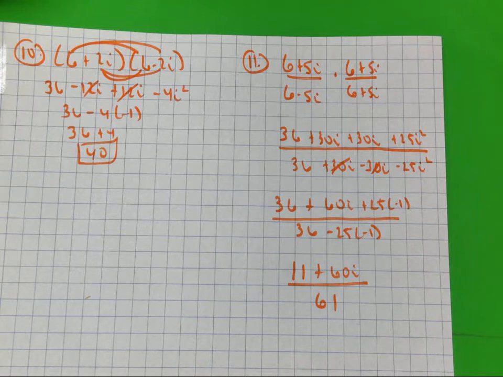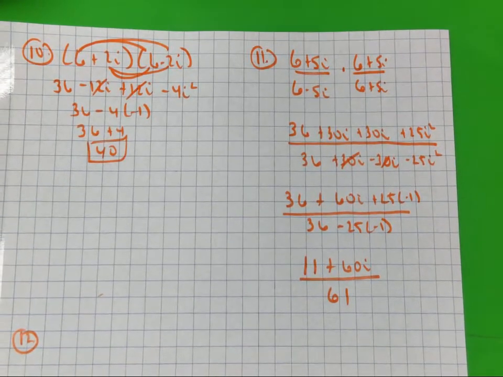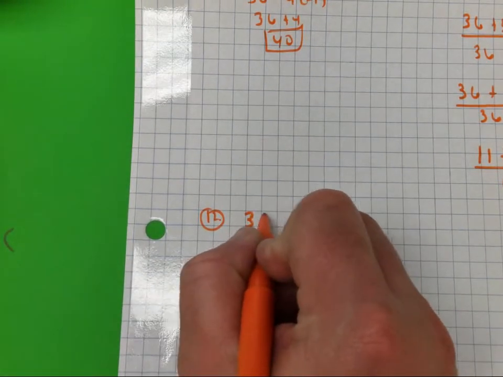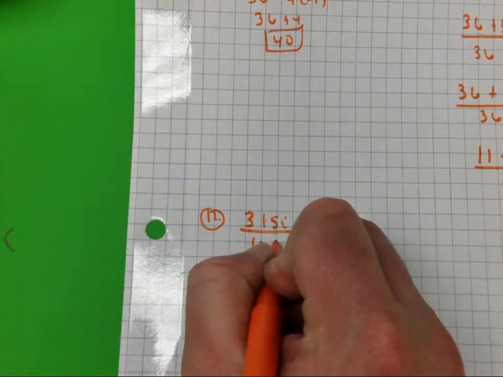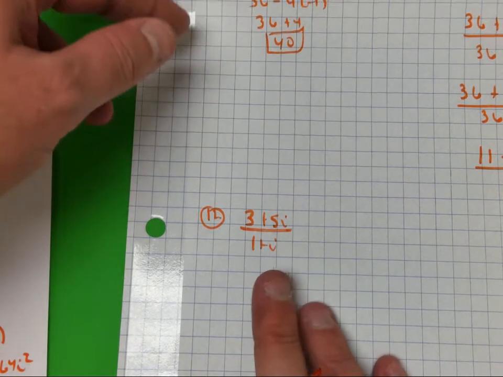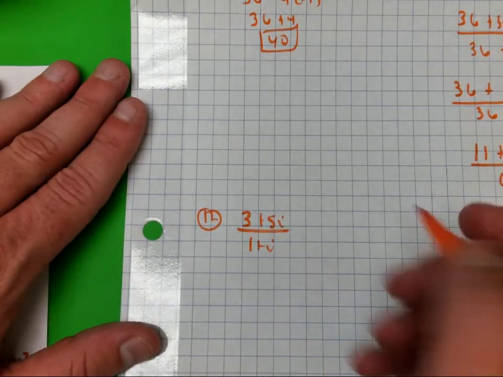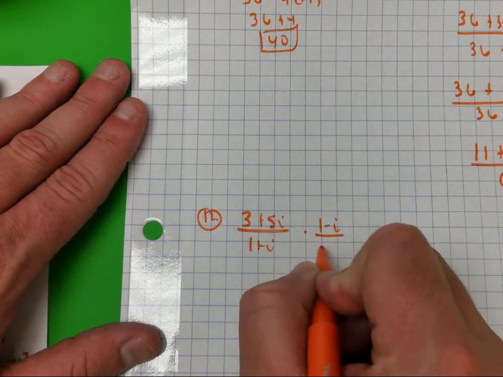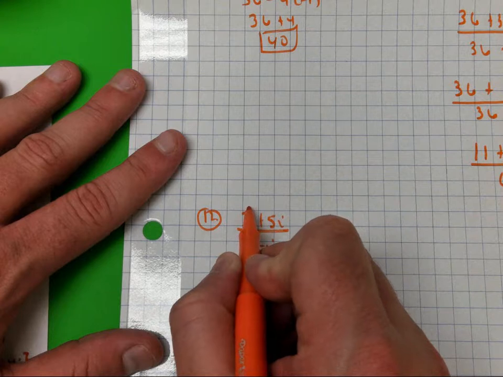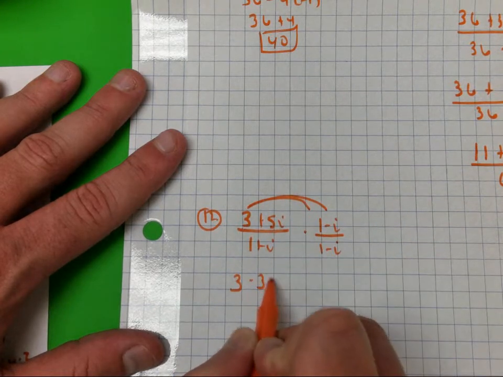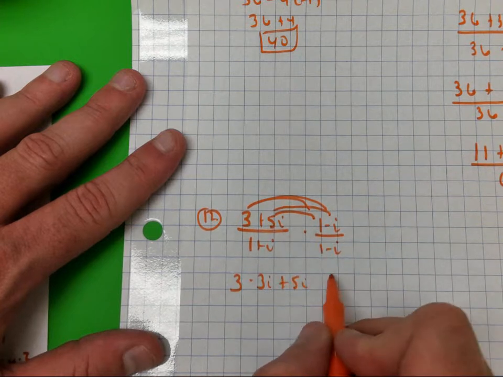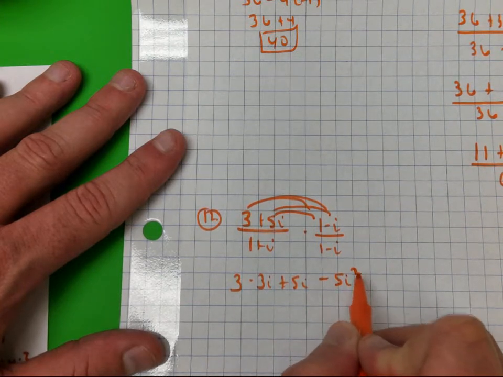Alright, let's look at number 12. We have 3 plus 5i over 1 plus i. Okay, once again, we have an imaginary component in the denominator. We need to get rid of that. I'm going to multiply by the conjugate. The conjugate of 1 plus i is 1 minus i, 1 minus i. 3 times 1 is 3. 3 times negative i is negative 3i. 5i times 1 is positive 5i. 5i times negative i is negative 5i squared.